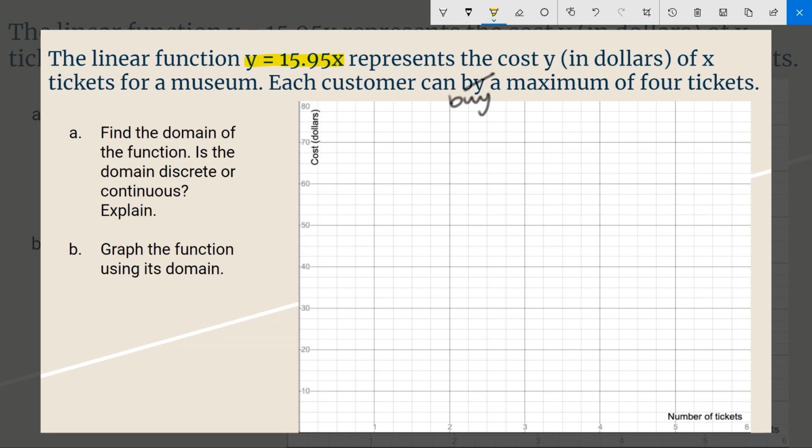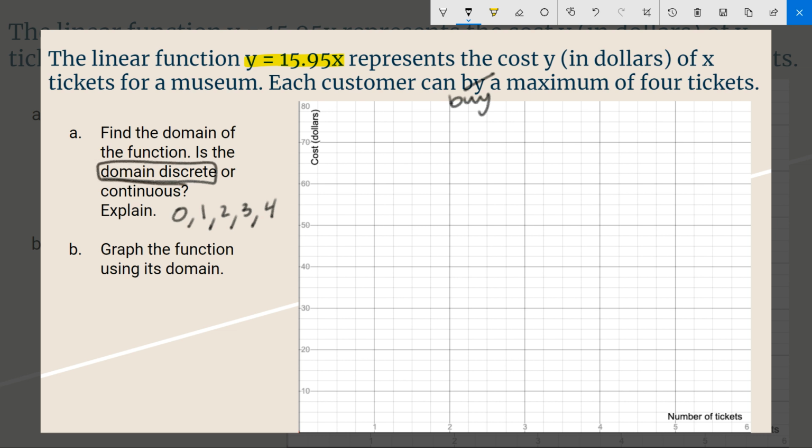But the context of this problem says that we can only buy a maximum of 4 tickets. And tickets is our domain values of x, the number of tickets we can buy. So if we actually think about how many tickets can we buy, a customer could purchase 0, 1, 2, 3, or 4. 4 tickets maximum. So these are our domain values, because we can't purchase 1.5 tickets or 2.75 tickets. So we're stuck with a discrete domain on here. The domain is discrete.